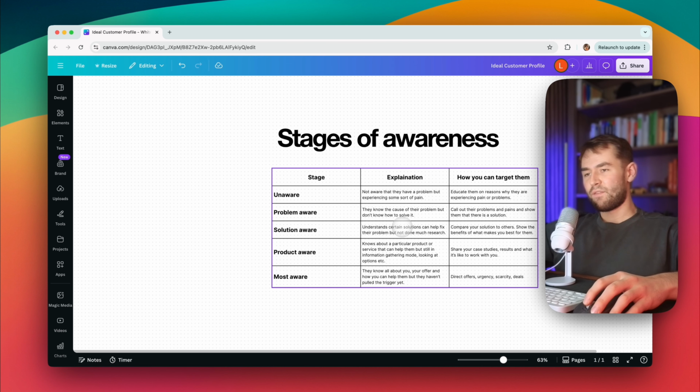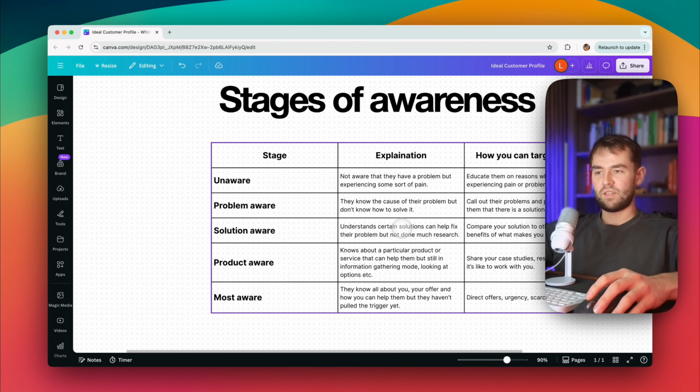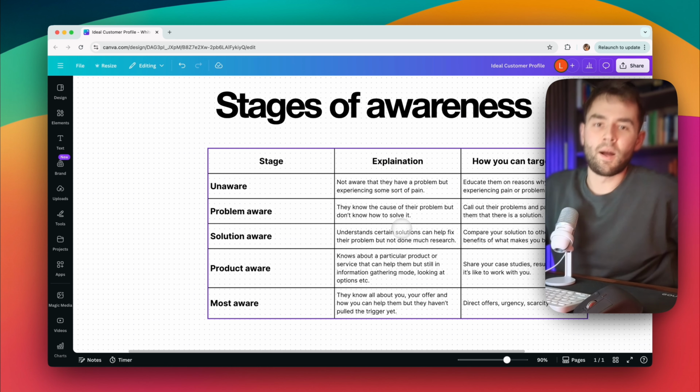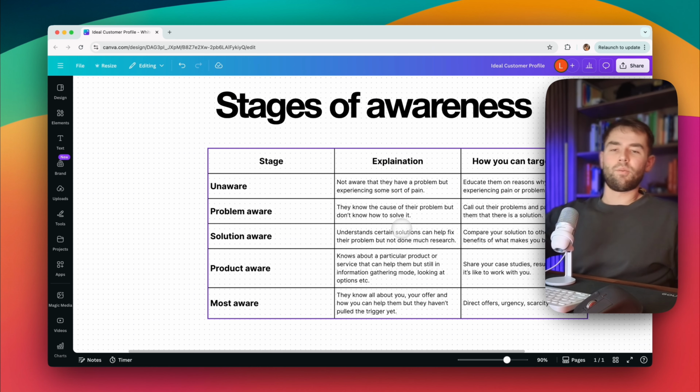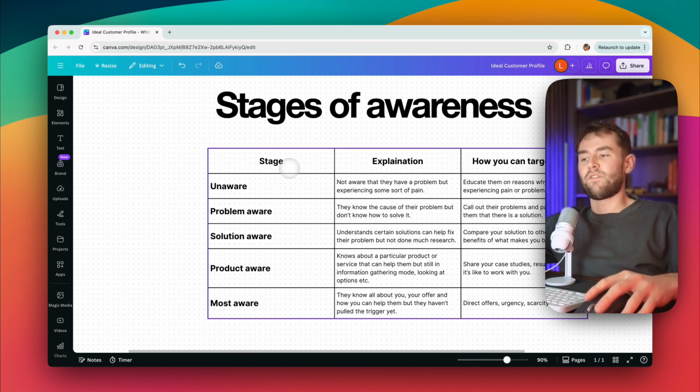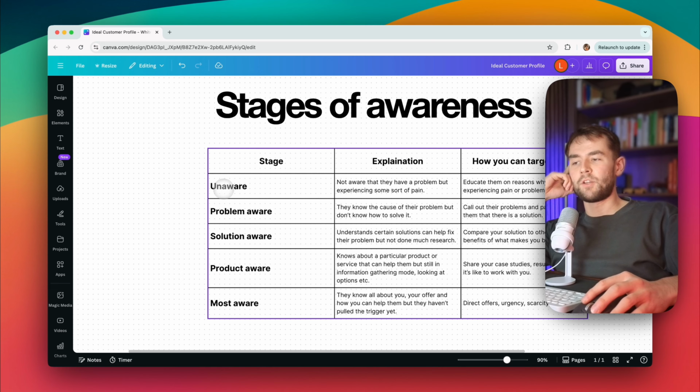Finally then, we have the stages of awareness. And now this is a really important concept to think about. I believe in the book Scientific Advertising by Claude Hopkins, he comes up, I don't know if he came up with this or just popularized it, but he shares the 5 stages of awareness that customers are in. So we've got unaware, problem aware, solution aware, product aware, and then most aware.